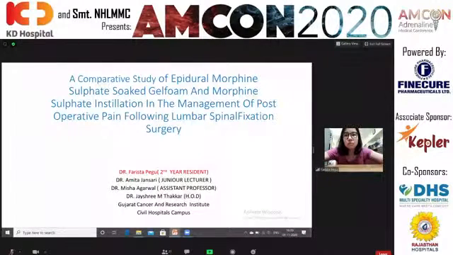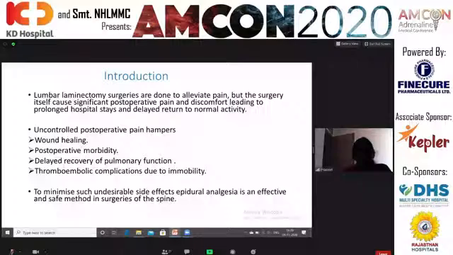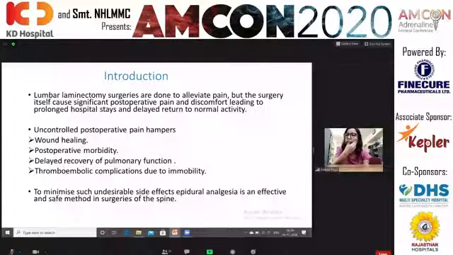My introduction: lumbar laminectomy surgeries are done to alleviate pain, but the surgery itself causes significant post-operative pain and discomfort, leading to prolonged hospital stay and delayed return to normal activity. Uncontrolled post-op pain hampers wound healing, increases post-op morbidity, delays recovery of pulmonary function, and causes thromboembolic complications due to immobility. To minimize such undesirable side effects, epidural analgesia is an effective and safe method in surgeries of the spine.